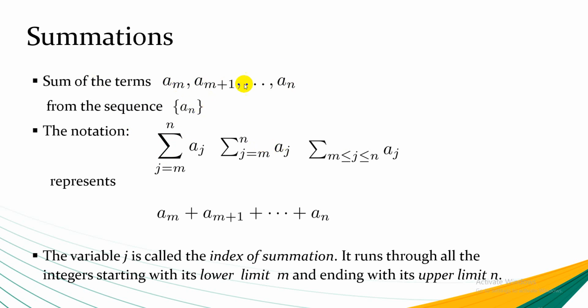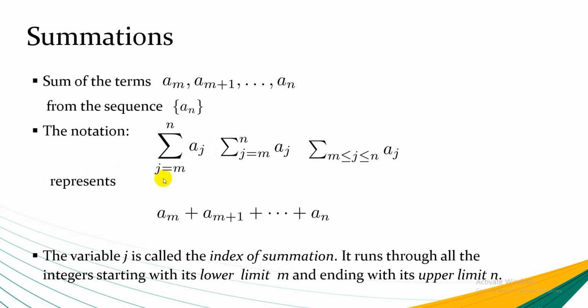And we need to sum up all these numbers, so we can simply do the sum from j equal to m until n of a_j. So this means that we will start by a_m, then we will sum it up with a_{m+1}, and then with a_{m+2}, then with a_{m+3}, then with a_{m+4}, until we reach a_n.